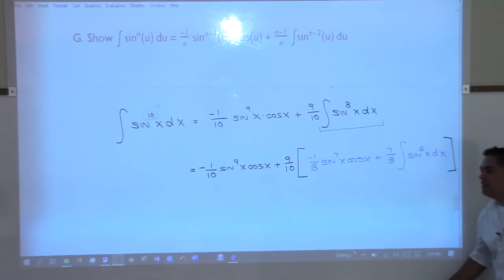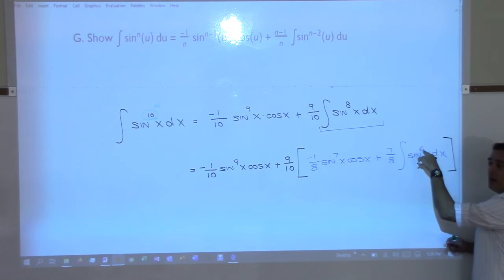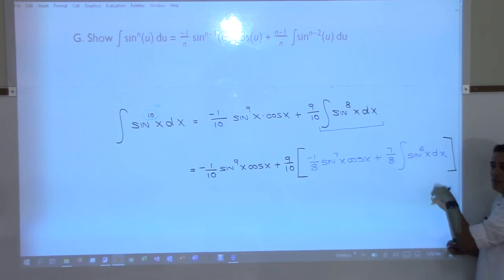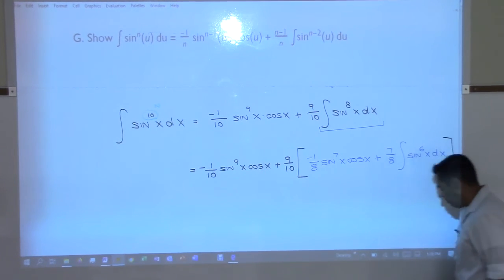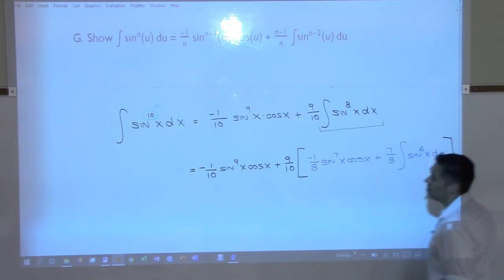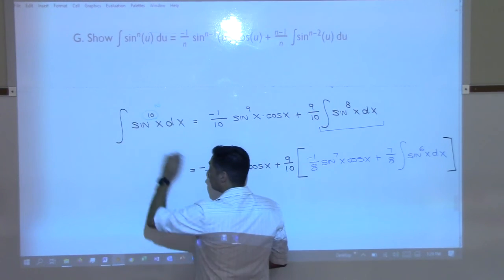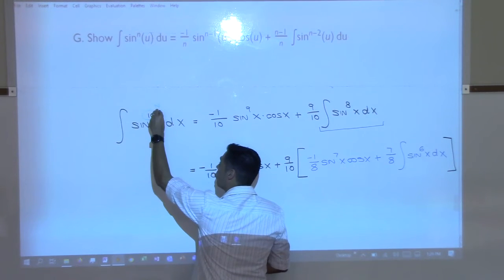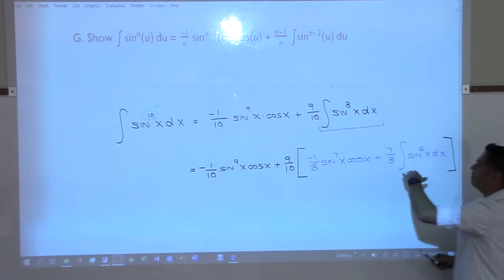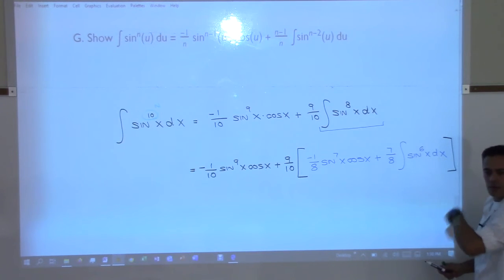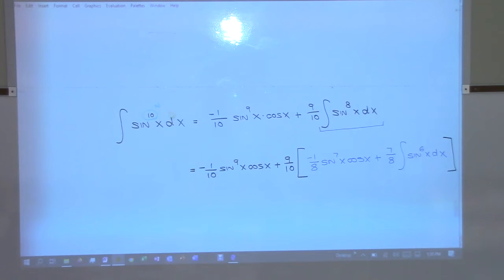We got to do it again, right? Going all the way down. And what we do is we keep reducing the power, right? Each time we do this, the power on sine keeps coming down by 2. And eventually it's gone, right? So what a formula like this does is it allows us to take a sine to a power and rewrite it where we are reducing the power each time we use the formula, right? And so we call these reduction formulas.